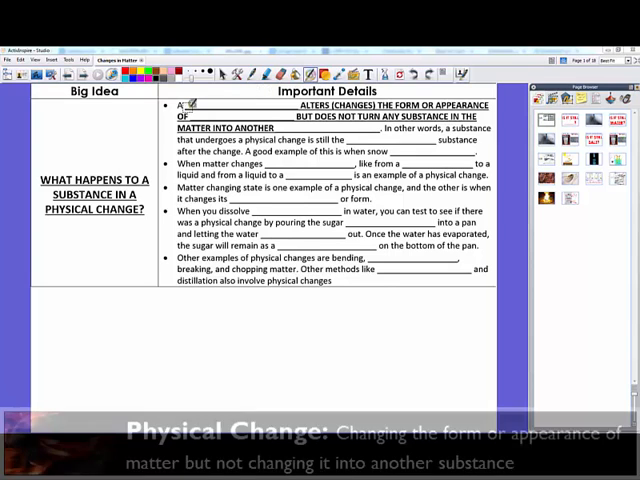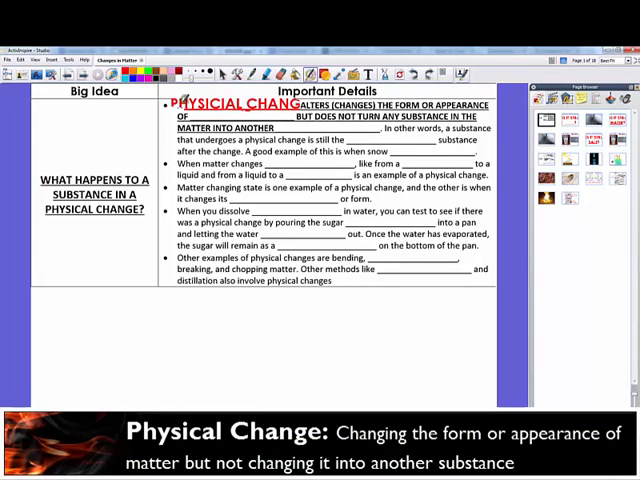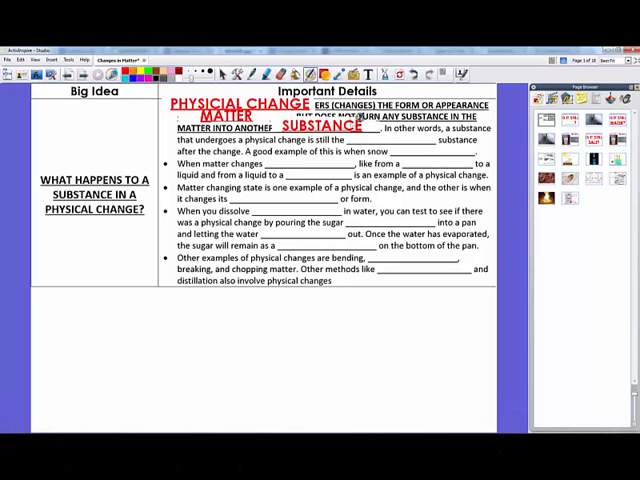Well, let's dive right in. A physical change is when altering the form of any substance of matter, but it does not turn it into another substance. In other words, a substance that undergoes a physical change is still the same substance after the change. A good example of this is when snow melts or changes state, from solid snow to liquid water. So remember, when matter changes state, like from a solid to a liquid or from a liquid to a gas, it is an example of a physical change.